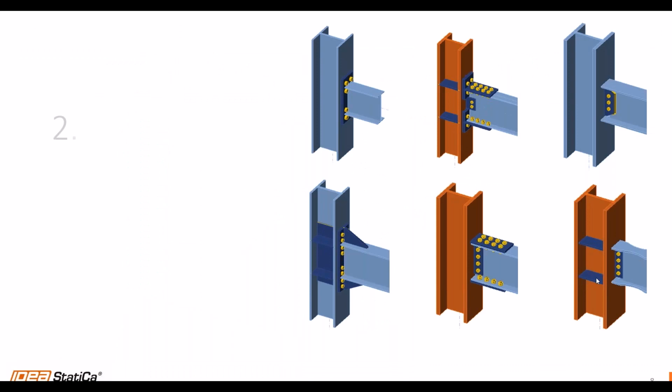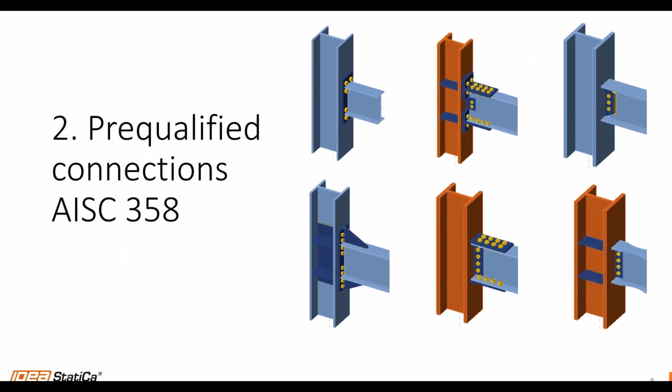All right, so one of the most important updates for the software in the 23 release are the detailing checks of pre-qualified connections from AISC 358. In StatiCa, it was always possible to model pre-qualified connections, and the modeling wasn't too tricky, as there are simple operations. However, the user needed to double check if the current model was under the pre-qualification limits from AISC 358. So the modeling of these connections was a little bit tedious, because you needed to double check if you were complying with the limits of AISC 358.